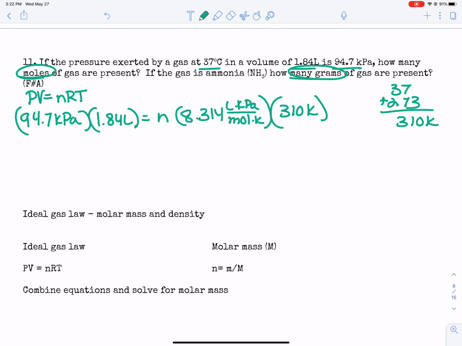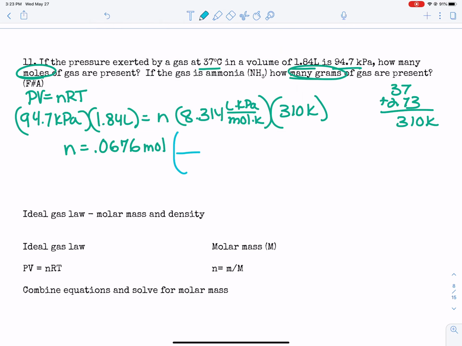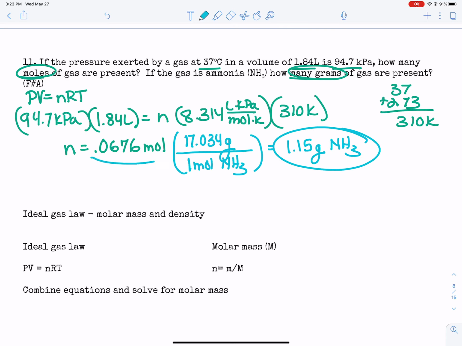Right? Divide both sides by 8.314 times 310, and we get the number of moles being 0.0676 moles. Okay, and the second half of the question says, if it's ammonia, how many grams would that be? Well, then I would just take that and convert it. One mole of ammonia has a molar mass of 17.034 grams. And then again, 3 significant figures, 1.15 grams of NH3, right? Either one of those two numbers is my answer.